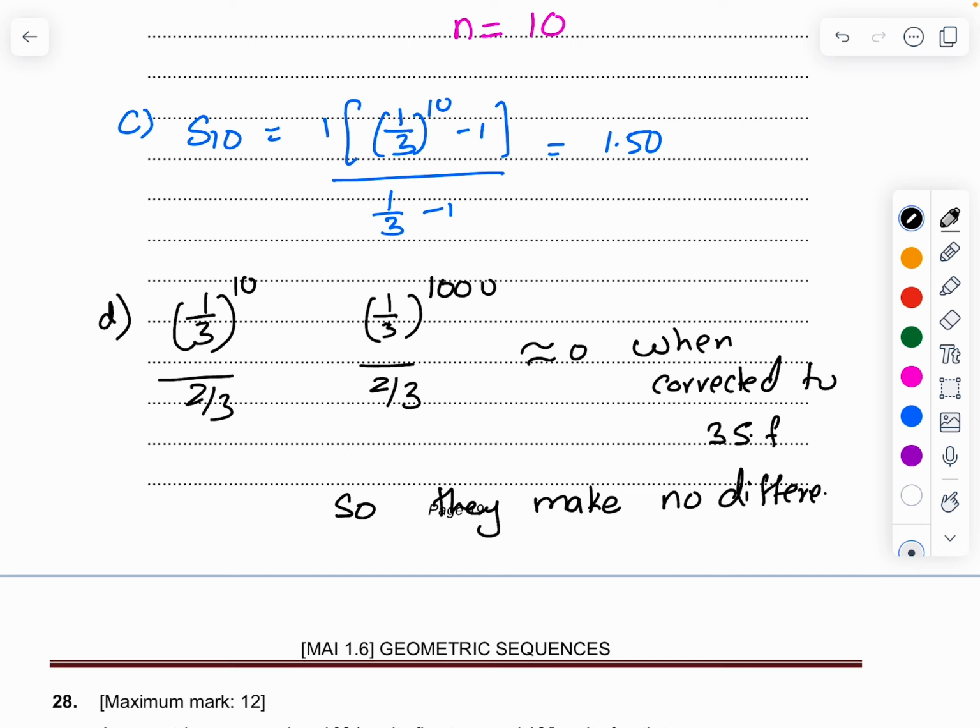1 upon 3 whole power 10 and 1 upon 3 whole power 1000 will be approximately equal to 0. They become very small numbers. So that's the reason. They are very small and equal to 0. Therefore their value will not be changing at all in either case. We have -1 and -1. The value will not change.